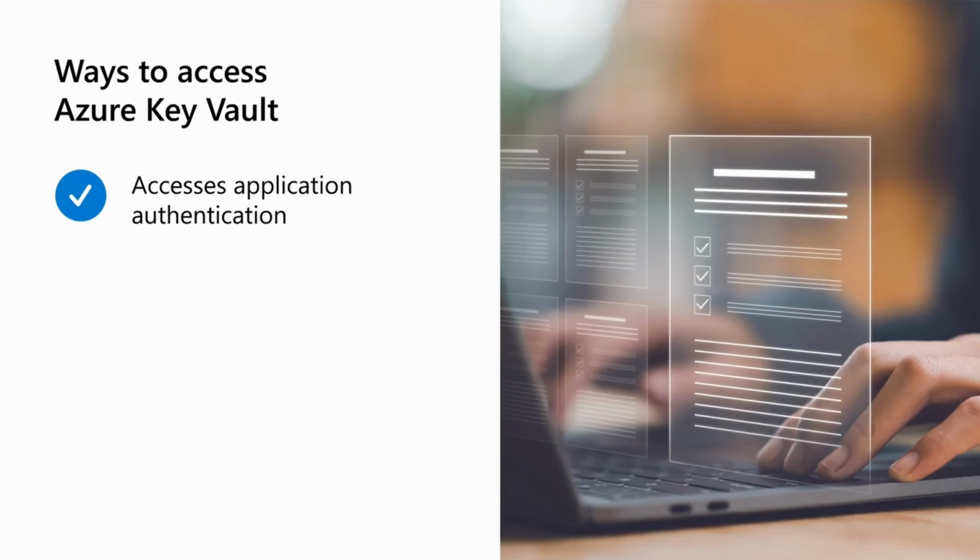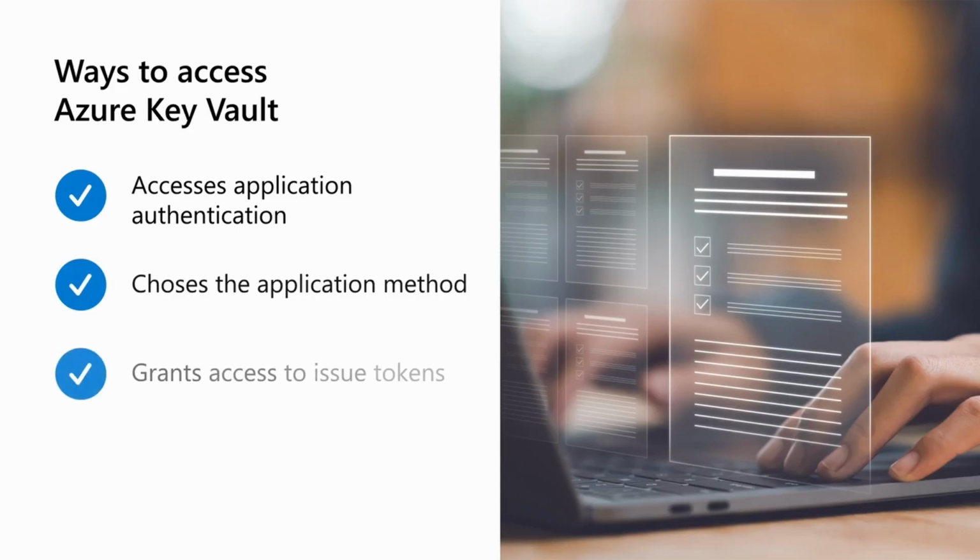Based on the application type, it uses an authentication method. Next, to grant access, it issues a token for a resource in a plane. Then the application uses the issued token and sends the REST API request to the Azure Key Vault. Now you have a good understanding of this video.